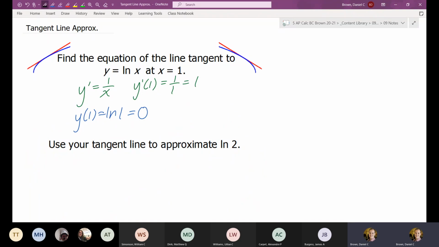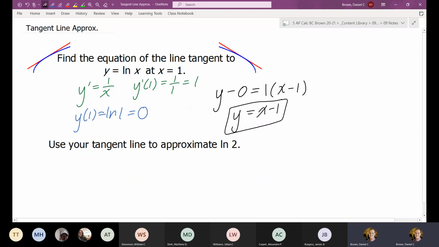So then for our tangent line, I have y minus the y coordinate is equal to the slope times x minus the x coordinate. So my tangent line for this one, I chose a pretty simple one, is just y is equal to x minus 1. Conceptually, close to x equals 1, the tangent line and the function are close enough to approximate it.